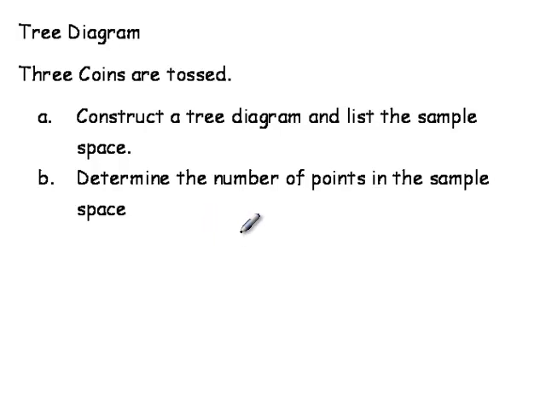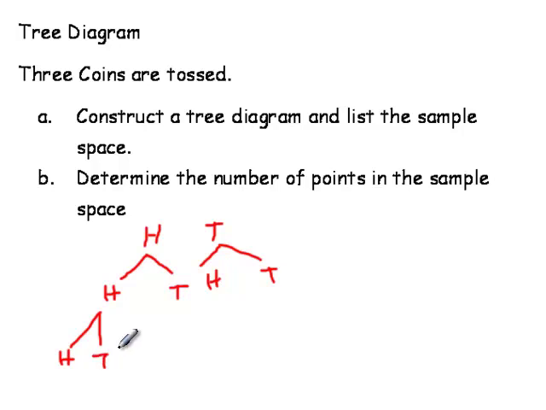3 coins are tossed. The first time you toss a coin, it will either be heads or tails. The second time you toss the coin, if you had a head the first time, you still have the choice of getting a head or a tail. And the third toss of the coin will give you a choice of a head or a tail.